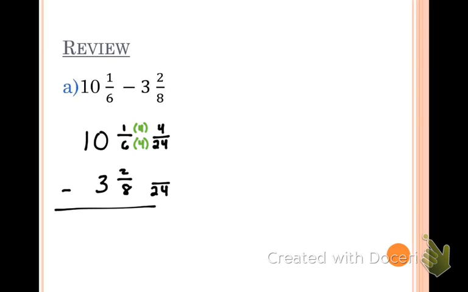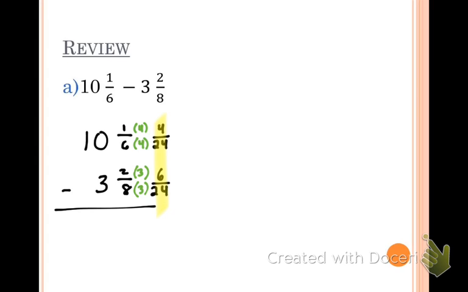Let's go down to the bottom. Down here, 8 times what number equals 24? 3. Times 3 on top and bottom, and what do you get? 6. 6 24ths. What do I do first, fractions or whole numbers? You always do the fractions first, so I'm dealing with just that right there. 4 24ths minus 6 24ths.